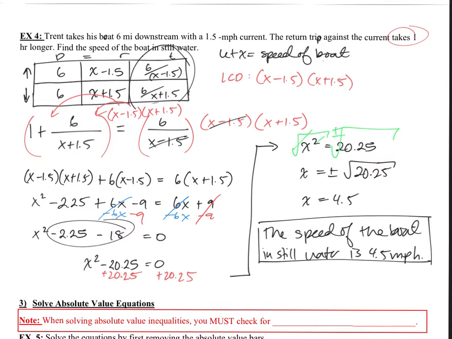So the main tricky part of this problem, one, was figuring out how to use that 1 hour to create our equation. And also just bearing in mind that when you're going upstream, you're fighting a current, and when you're going downstream, you're joining the current.